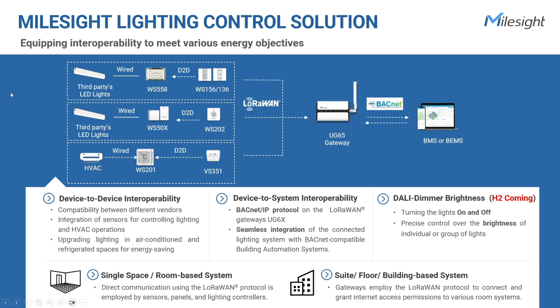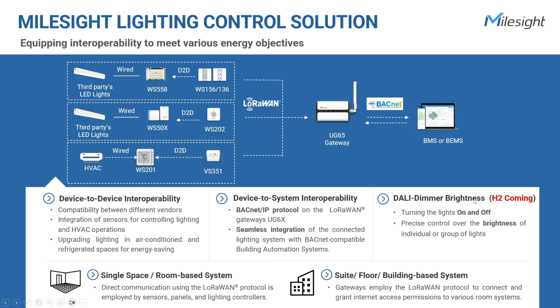The second interoperability arises in the device-to-BACnet compliance system. With BACnet 2 IP protocol, other BACnet compliant subsystems like building automation systems can easily adjust light levels for specific devices, zones, and areas. This integration is made possible by using the BACnet 2 IP protocol available in Milesight LoRaWAN gateways. These gateways enable seamless connectivity between the connected lighting system and BACnet-compatible building automation systems, allowing for efficient control and coordination of the lighting system within the broader building management framework.